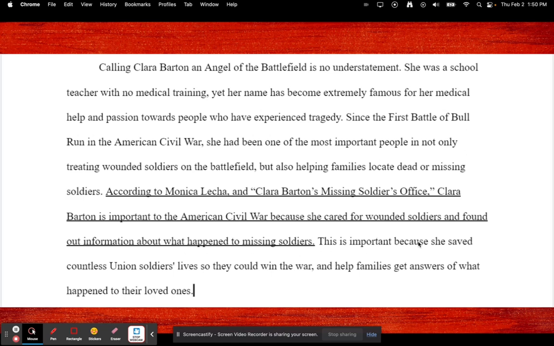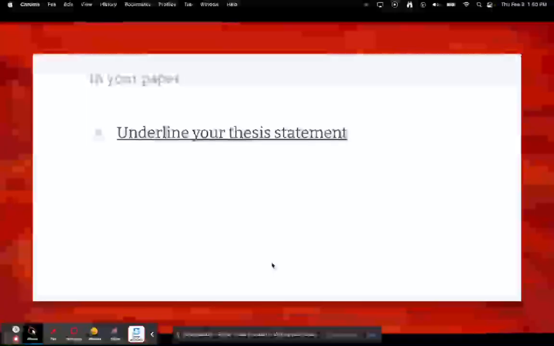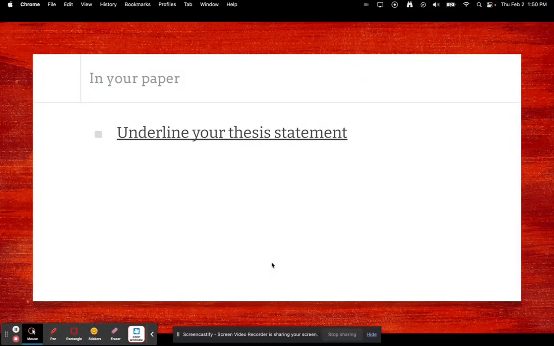And then this is part D down here. This is important because she saved countless Union soldiers' lives so they could win the war and help families get answers of what happened to their loved ones. Okay, in your paper, I want you to underline your thesis statement. Okay, it makes it easier on both of us.